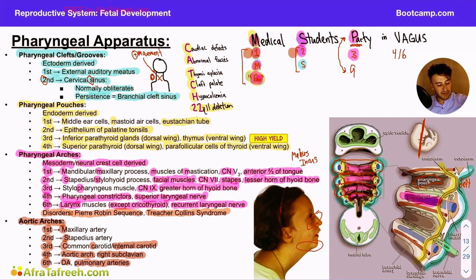And it's going to be the vagus nerve that serves both of these areas, and so that goes along with our mnemonic here, that it's 4 and 6 related to vagus. So that's a way for you guys to keep this one straight as well.